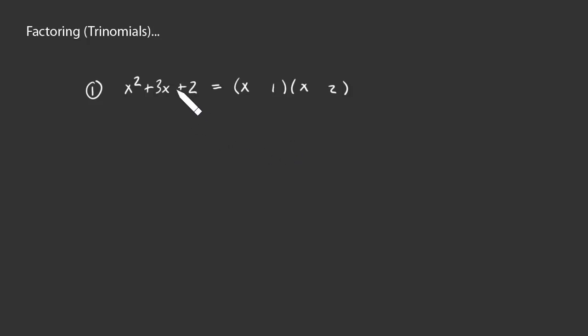This sign is positive. The only way to get a positive 2 is if they're both the same sign, so they're either both positive or they're both negative. But remember the middle terms, 1x and 2x, have to combine to give 3x, a positive 3x. The only way that can happen is if this is plus and this is plus. Those two binomial factors are of course completely factored, so we're done. That's x plus 1 times x plus 2.